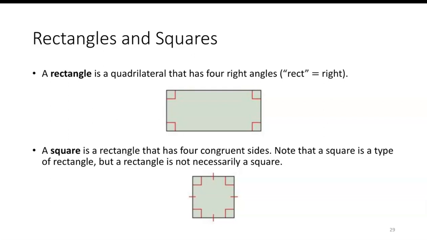A square is a type of rectangle that has four congruent sides. That is, a square is a rectangle where all the sides are the same measure. So note that a square is a type of rectangle, but a rectangle is not necessarily a square.